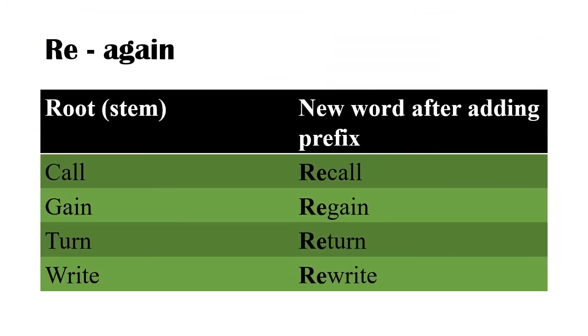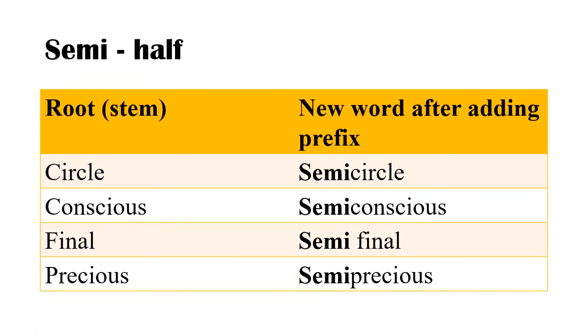Re means again. The words formed after adding prefix re are recall, regain, return, rewrite. Semi means half. The words formed after adding prefix semi are semicircle, semi-conscious, semi-final, semi-precious.